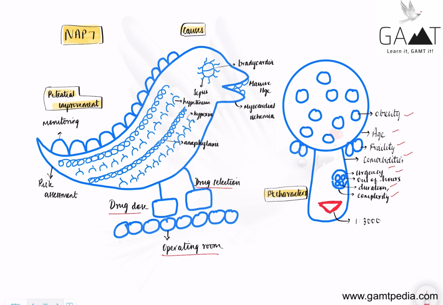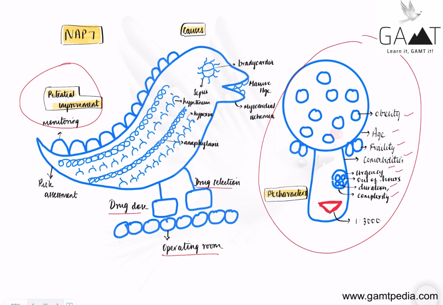It constantly reminds you of the high risk patients, the most common causes of cardiac arrest and the potential areas. So what should you be thinking about? You should be thinking about monitoring, risk assessment, drug dose and drug selection, and whether you should do it here in the operating room. So when you see any of these high risk patients, think about all this. Okay, all right.